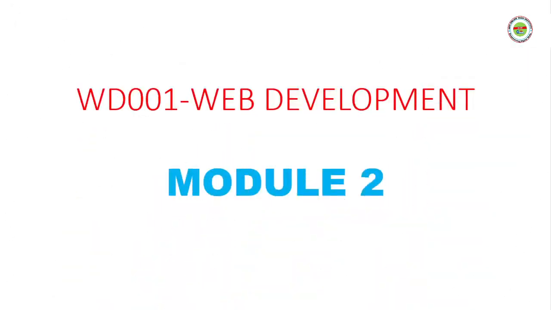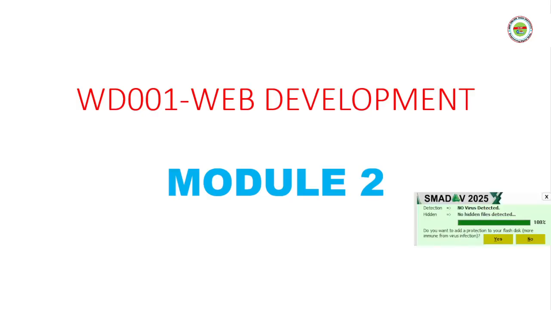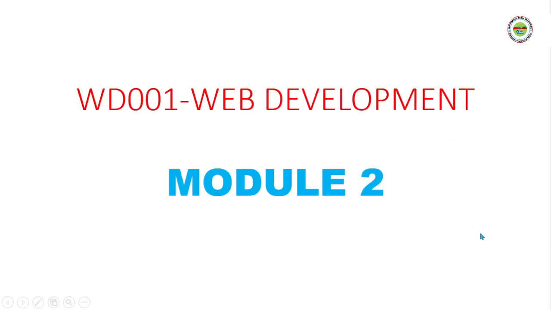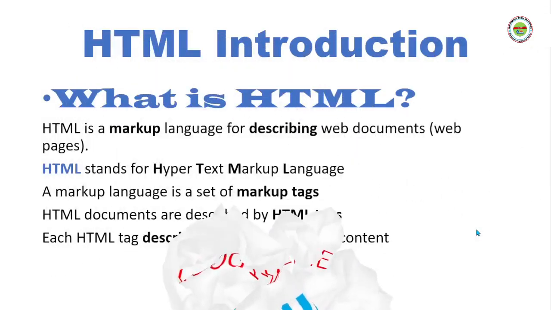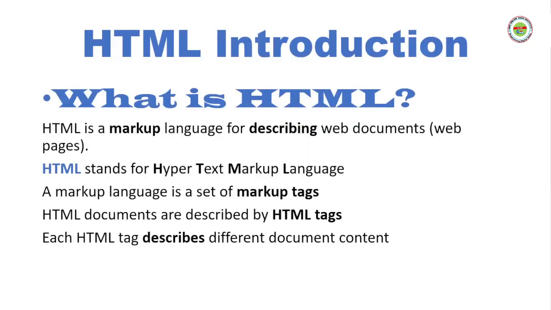Now in this module 2, we are going to start the real work. We are going to do some coding in this module 2, and it will continue until the end of this course. So now let's dive into the main content of what we have next, that is HTML. Now, as you can see on the screen, it says Introduction to HTML, and you have some information here which says what is HTML.